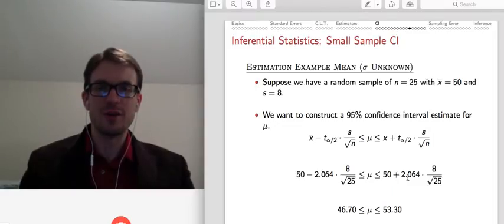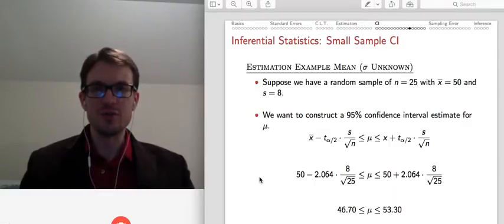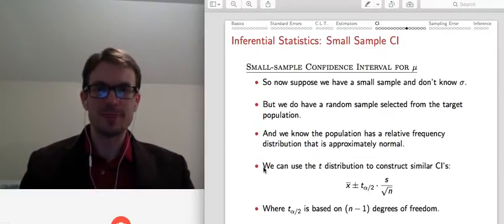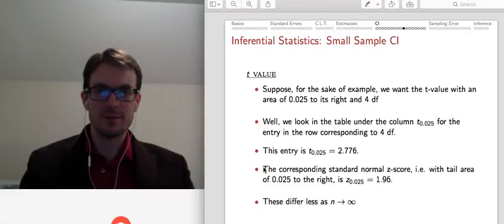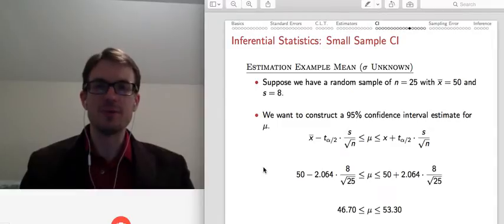2.064. Now think about how this value of 2.064 compares to the value I showed you earlier with 4 degrees of freedom. That's 2.776. I'll talk a little bit more about this later on, but reflect on why that's the case.